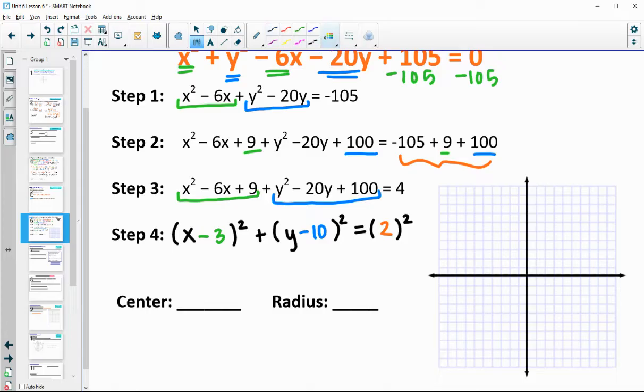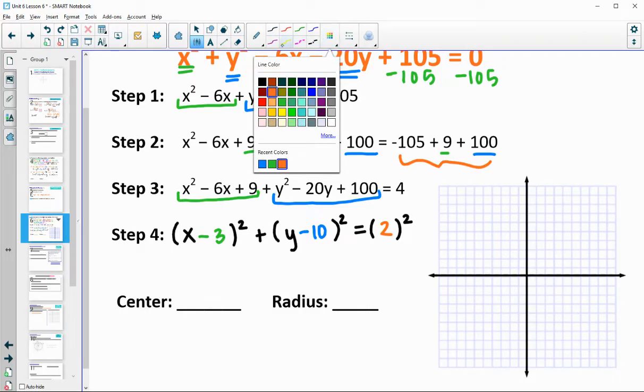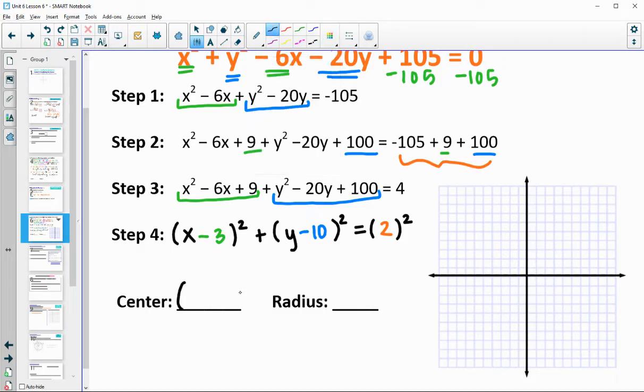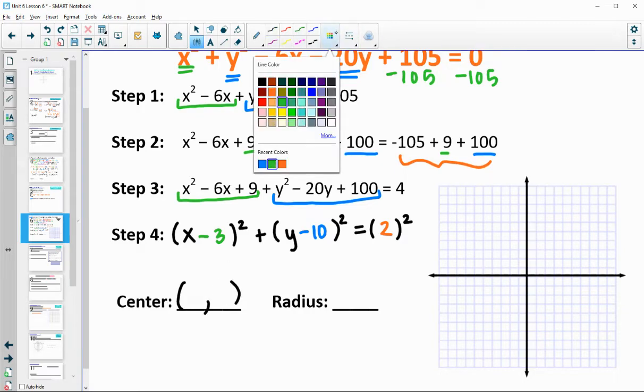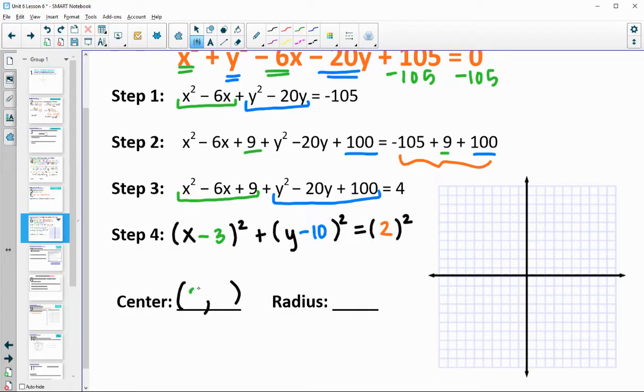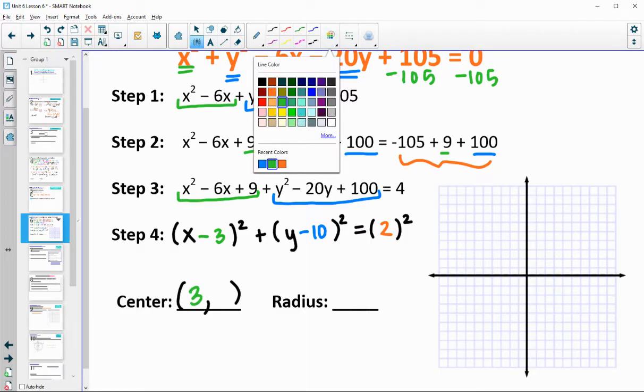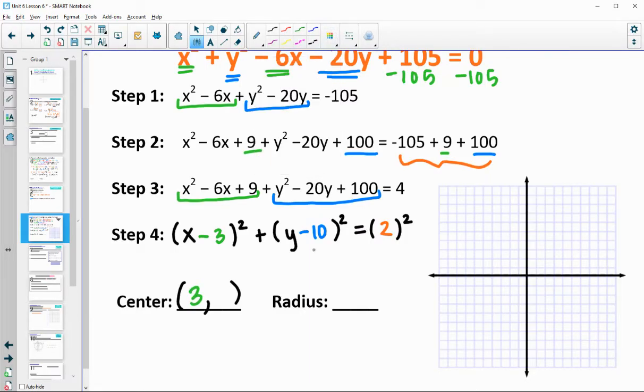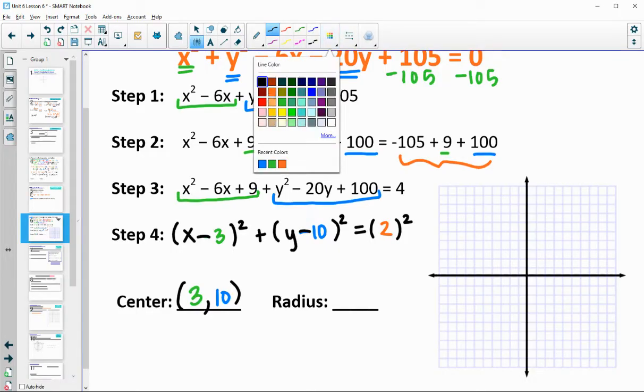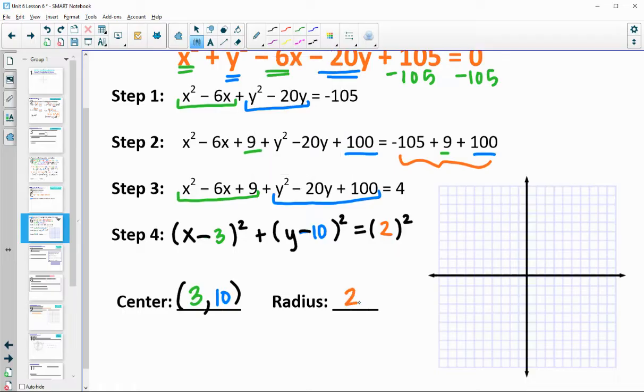So now coming up with the center. And so what's the center? So the center is x minus the x coordinate. So what did we subtract from the x? Was 3. And what did we subtract from the y? Was 10. Okay, so we have x minus 3, y minus 10. And then our radius is 2.